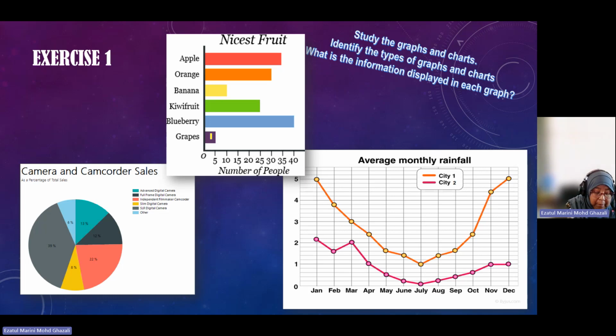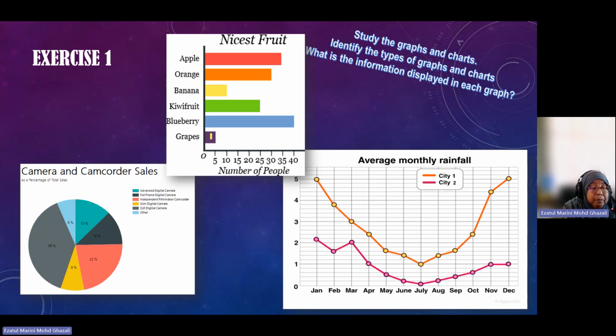How many types of camera are compared in the pie chart? 6. Okay, advanced digital camera, full frame digital camera, independent filmmaker camcorder, slim digital camera, SLR digital camera, and other. And what do we call this? This is called legend. All right, legend.